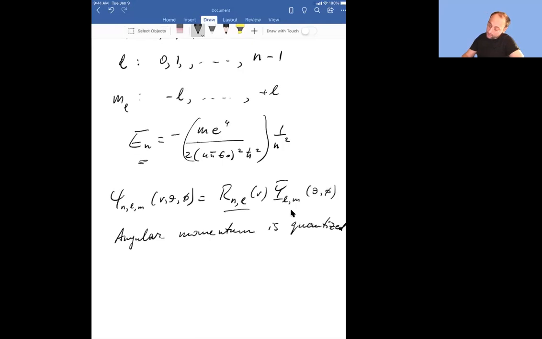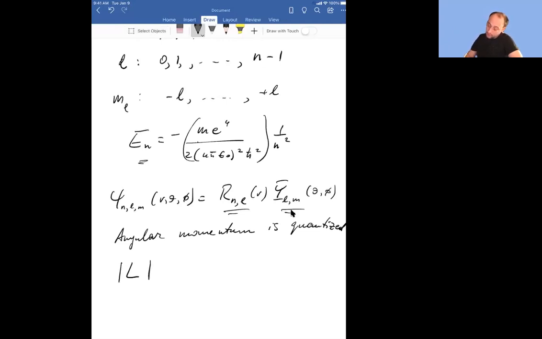And by the way, these functions, they're very complicated. They're not simple sines and cosines. There's some complicated functions, and there's no point in telling you what they are. You can look them up in your textbook. You have a few examples. I will come back to the discussion of wave function in a second.